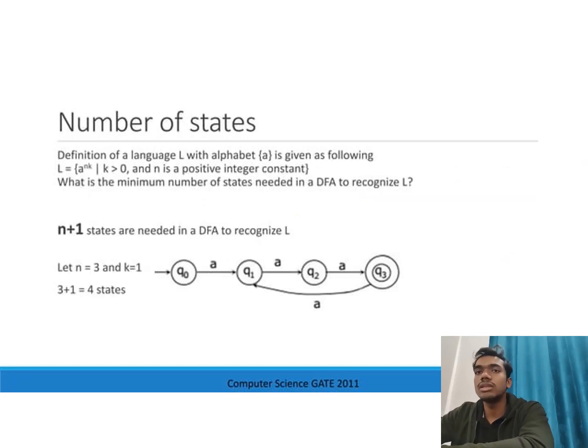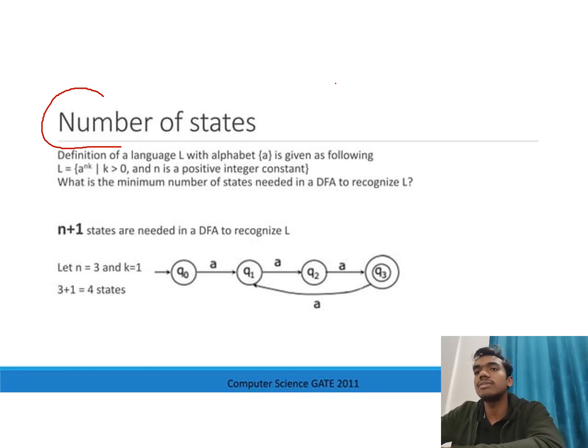This question is about the number of states. The definition of a language with alphabet A is given as follows: language L equal to A to the power nk, where k is greater than 0 and n is a positive integer constant. What is the minimum number of states needed in a DFA to recognize L? If you are not able to understand the question, let me read it once again so it becomes more clear, and later on I'll explain the question.